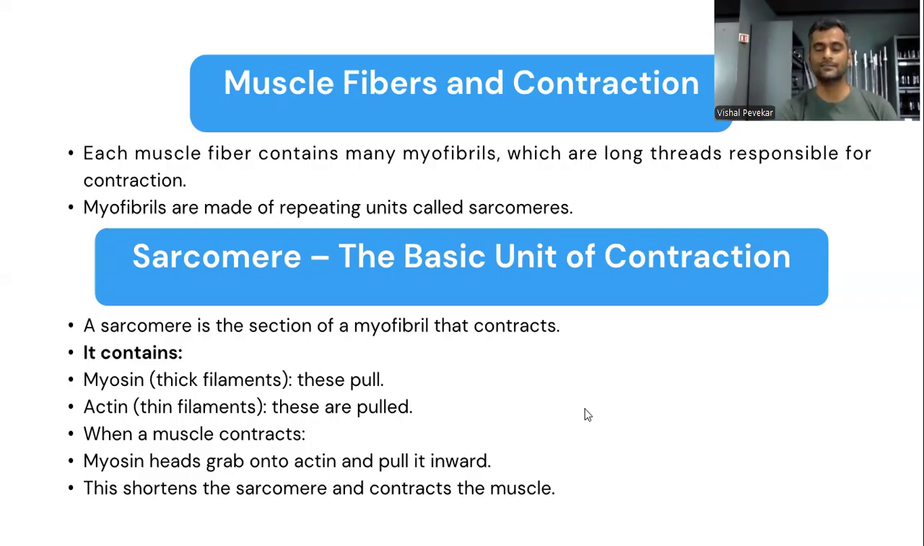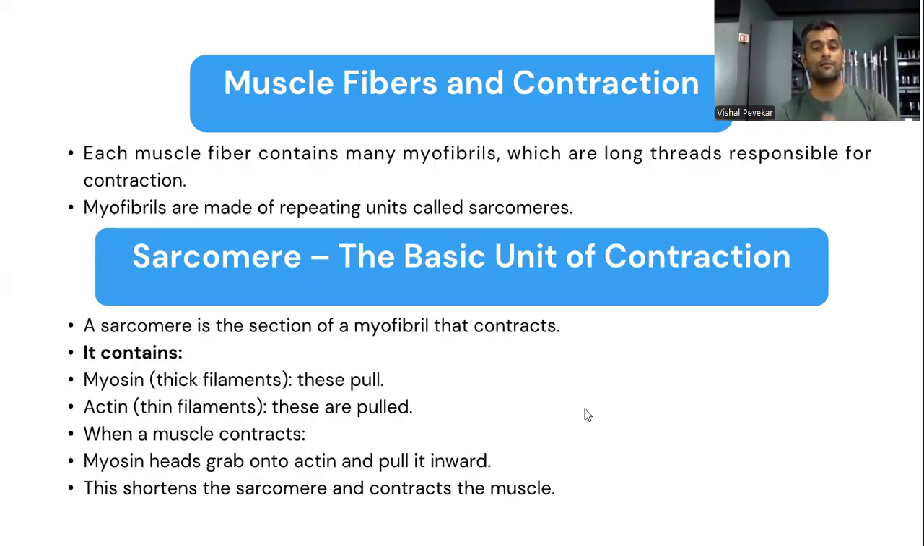I will break it down into a step-by-step process for your best understanding. A sarcomere can also be called the basic unit of contraction. Every train will have multiple bogies, named sarcomeres. What happens when the muscle contracts is that the length of the sarcomere reduces, eventually reducing the size of the myofibril.